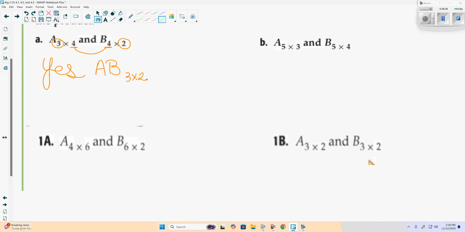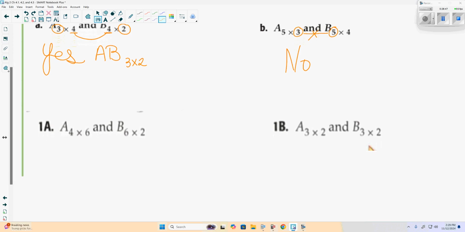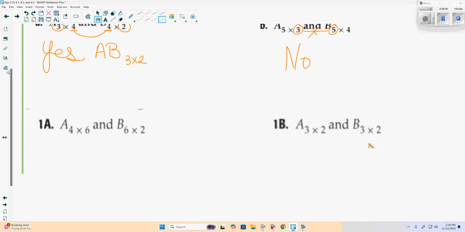Let's look at B. Can we multiply these two together? No, the columns of the first is 3. Rows of the second is 5. Those are not the same, so no, can't do it. Questions on the first two before we look at the next two?